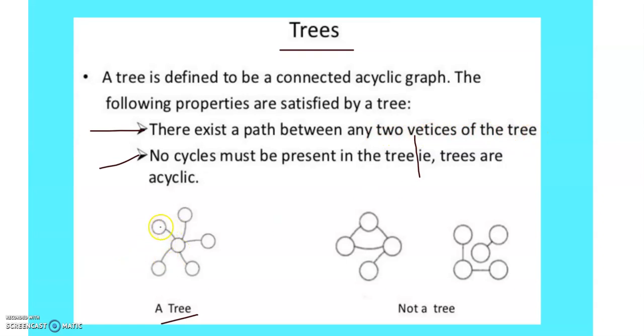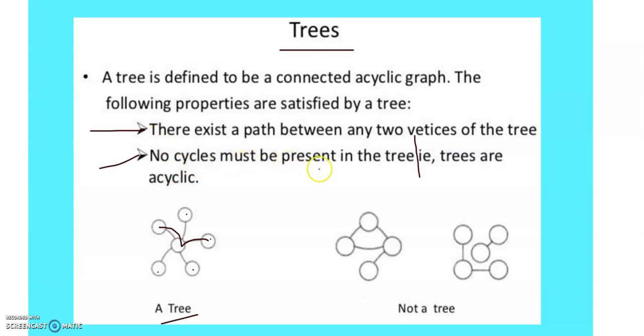Yes, here this is a vertex, this is a vertex, this is a vertex. If you take any two vertices, for example, you take this and this, yes, there is a path from this vertex to this vertex to reach. So there exists a path between any two vertices of the tree. Not only for these two vertices. If you take any two vertices, yes, you can go. You have a path. First condition is true.